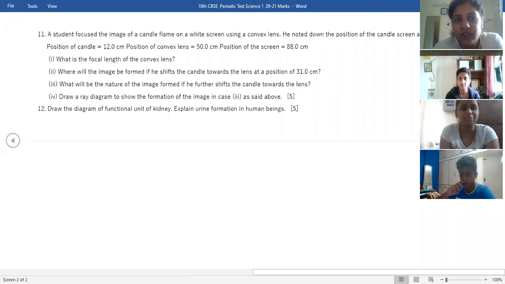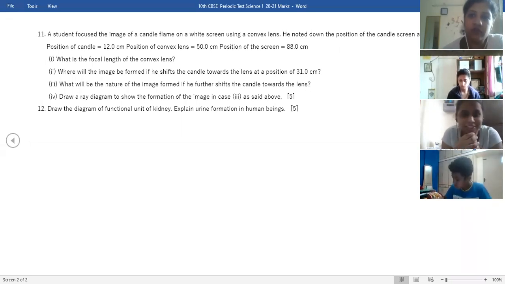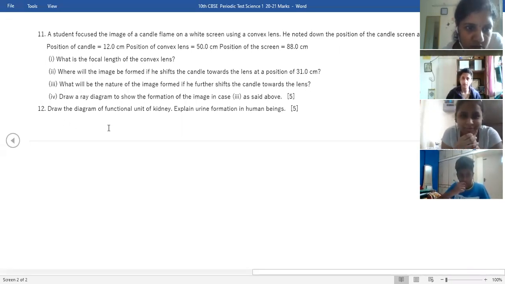Now you are able to see this last question, 11th and 12th. Yes, ma'am. A student focused the image of the candle flame on a white screen using a convex lens. He noted down the position of candle, screen and the lens as under. Position of the candle is at 12 centimeter. Position of the convex lens is 50 centimeter. And the position of the screen is 88 centimeter. I don't know whether it will work or not. I don't think it will work.